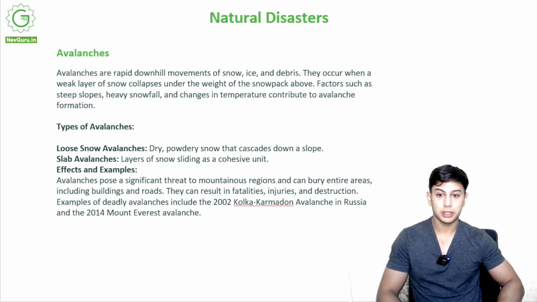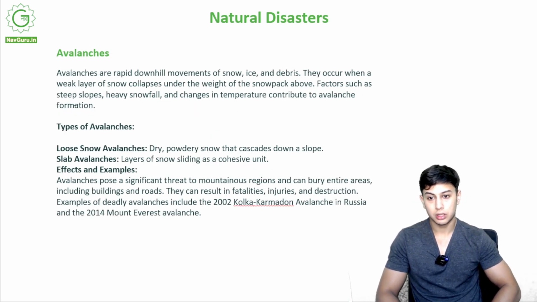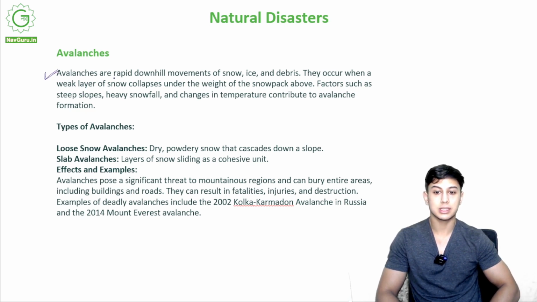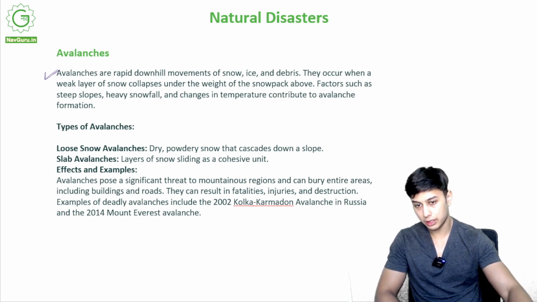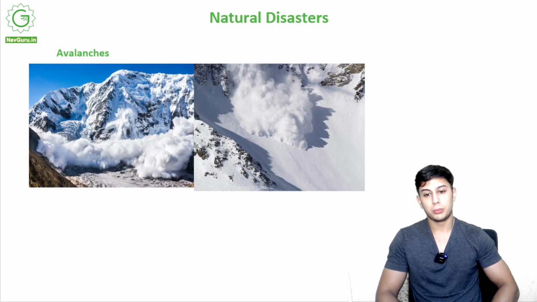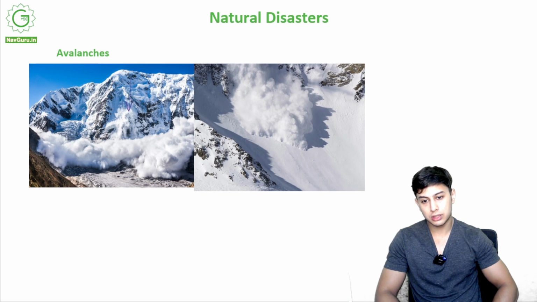Now we come to another important natural disaster: avalanches. Avalanches are rapid downhill movements of snow, ice and debris. Let me show you what happens during an avalanche. Snow mountains, right? A lot of heavy snow, land, dust and debris. Debris is these rocks and all. They move down the slope. It is like a landslide but in snow. So these are avalanches.